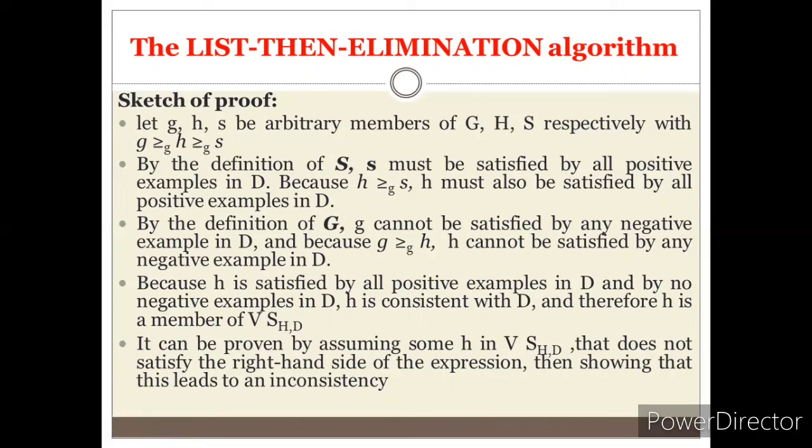The converse can be proven by assuming that h is in VS_H,D but does not satisfy the right hand side of the expression, then showing that this leads to an inconsistency. If it is not satisfying the theorem property, we can easily say that h is inconsistent in nature. Okay, this is how the List-Then-Eliminate algorithm works. We list all the hypotheses into the version space, and whichever is not satisfying has to be eliminated and whichever is satisfying has to be kept. That is why we call this algorithm the List-Then-Eliminate algorithm.